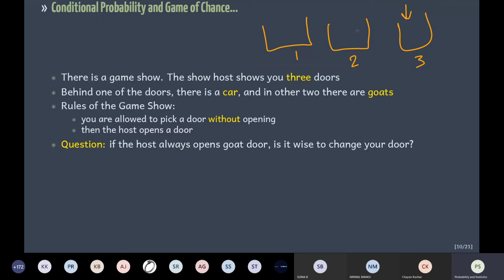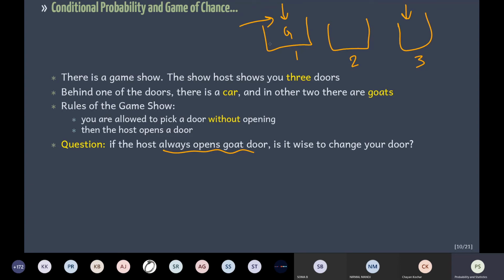Now the host will go ahead as a next step and open one of the other two doors, but the host actually knows which door has the goat. So the host will open a goat door. Let us say the host opens the goat door, which is here. It is certain that the host will open a goat door. His idea is to avoid opening the car, because if he opens the car, then he has to give the car away. So he will avoid doing that and open the goat door.